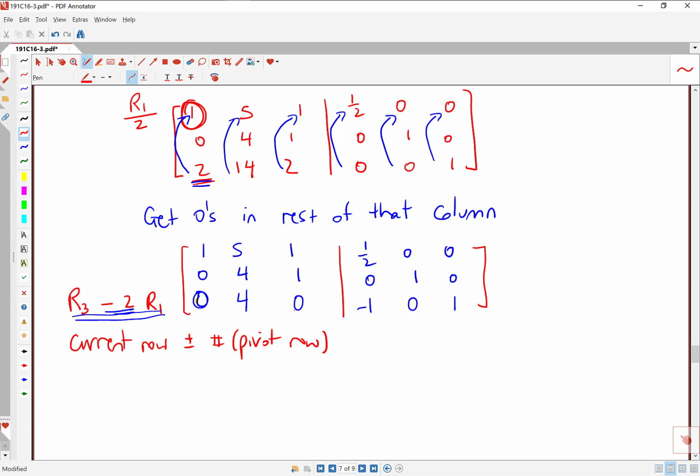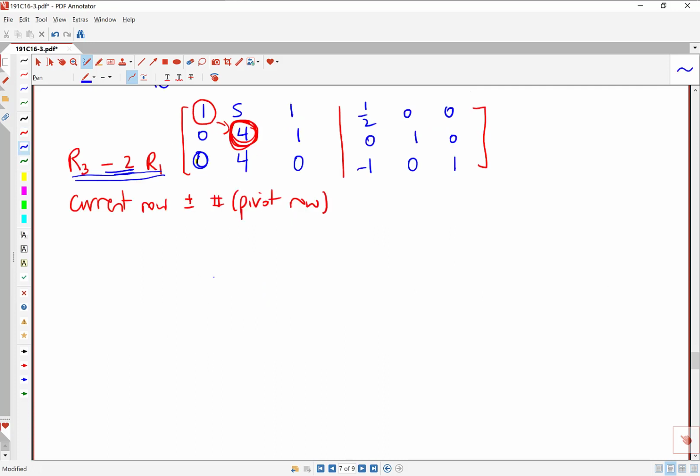So now that the first column is cleaned up, we're going to move from our previous pivot. We're going to move down and to the right, and this is going to be our new pivot. So we now want to create a 1 in that position. So I'll write down what we're doing. We're going to get a 1 on the diagonal. Again, we call that the pivot. And let's think about what operation is going to be required.